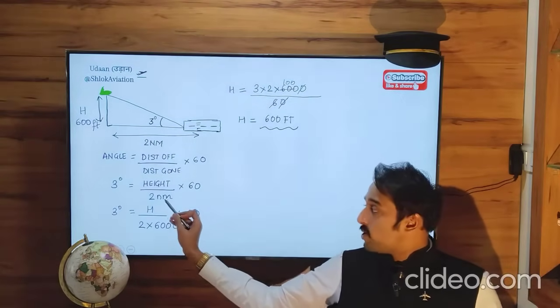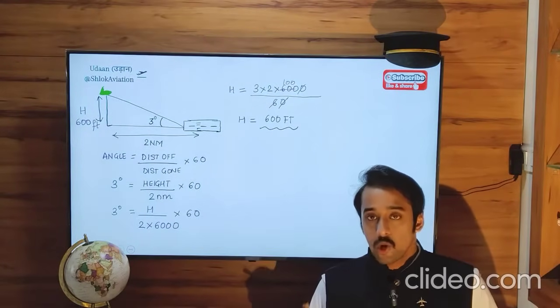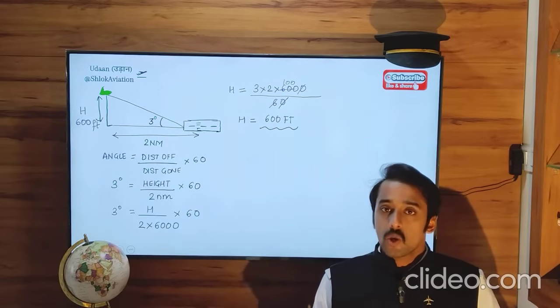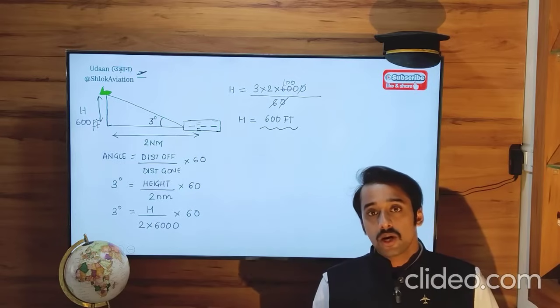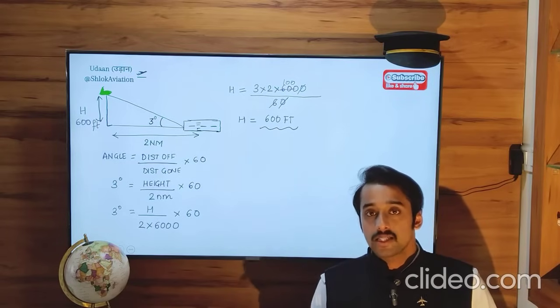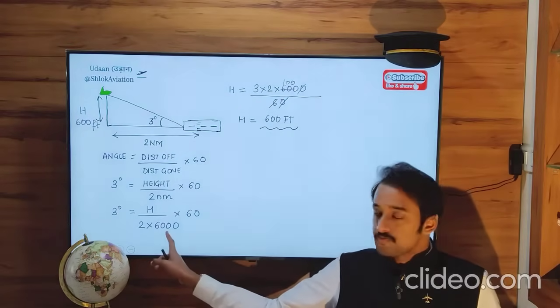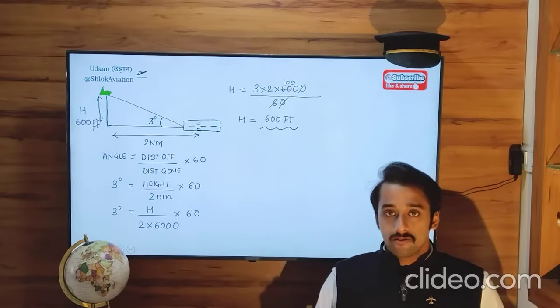When you cross multiply, you have to convert this 2 nautical miles into corresponding feet, because all height of aircraft or height of any other obstacle is always measured in terms of feet. So convert nautical mile into feet. 1 nautical mile is 6,000 feet, so 2 nautical miles will be 2 into 6,000. Cross multiplication will give you a height of 600 feet.